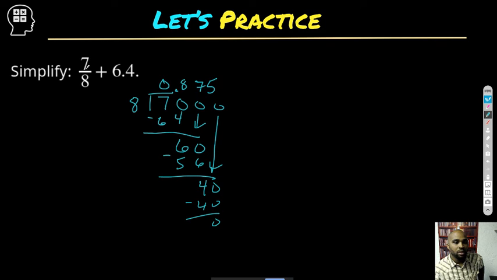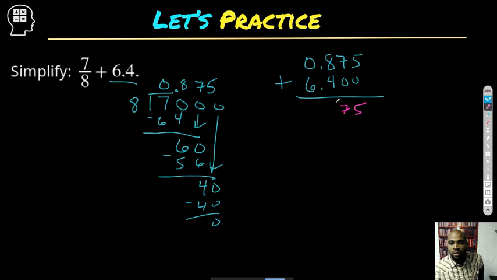So now I know that this 7 over 8 is the same thing as 0.875. And it makes it easy now for me to add 6.4. And notice that when I add, I was sure to line up my decimals so I get the right answer. So 5 and 0s, 7, 0, 8, 2, 6, and that's 7. So now we get 7.275.